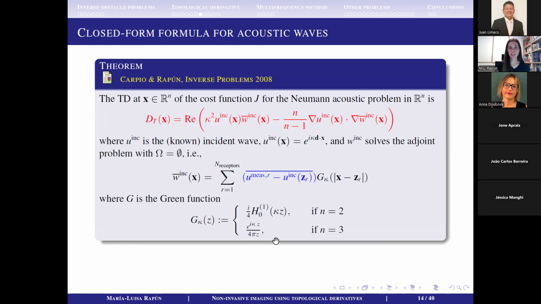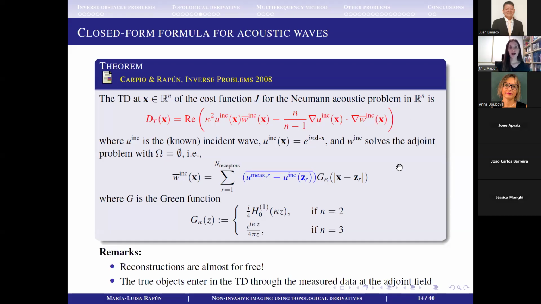Okay, so in the end, what I want to emphasize is that after this complicated computation, you get a very simple formula. At the point x, I'm going to evaluate this function u_inf, which is given in closed form, and also this function w_inf, which is also known in closed form, and the inner product of these gradients, which is also known in closed form. So in practice, implementing and evaluating the topological derivative is very, very simple. It's just a few lines in a MATLAB code. So the reconstruction will be almost for free.